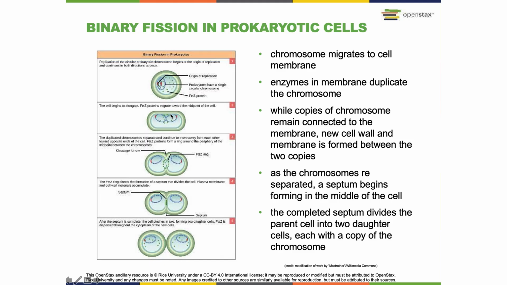And then the cell is going to start building new cell wall and cell membrane between the two, physically pushing them apart. And when they're far enough apart, then the membrane is going to begin to pull in and grow together to form a septum. And when the septum is fully formed, now we've got a chromosome on each side, we've got cell membrane inside cell wall, and now the two cells can pinch apart to form two new daughter cells.